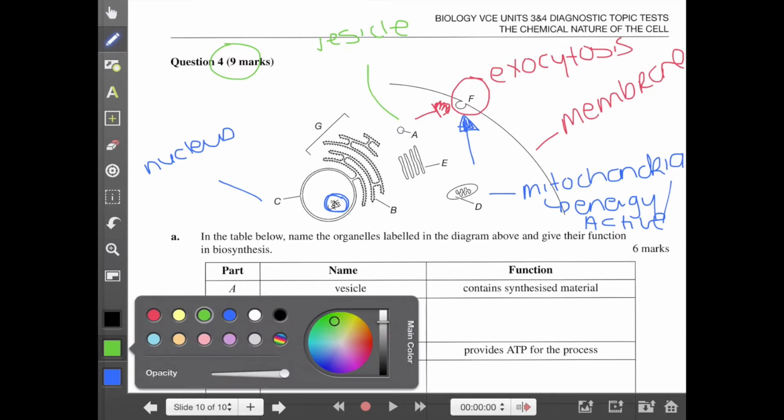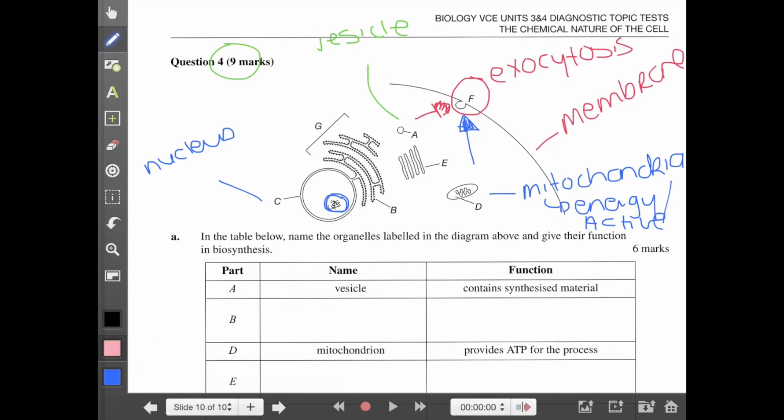Let's get a different coloured pen. Then B, it looks like we've got a ribosome, because it's pointing just at the black dot. And then on G, it looks like that must be the rough endoplasmic reticulum. Now, I'm only going to write rough ER. However, like I said before, if you can write full words, I really encourage that you do that, because sometimes the examiners won't give you full marks for that. E we've labelled as the vesicle.